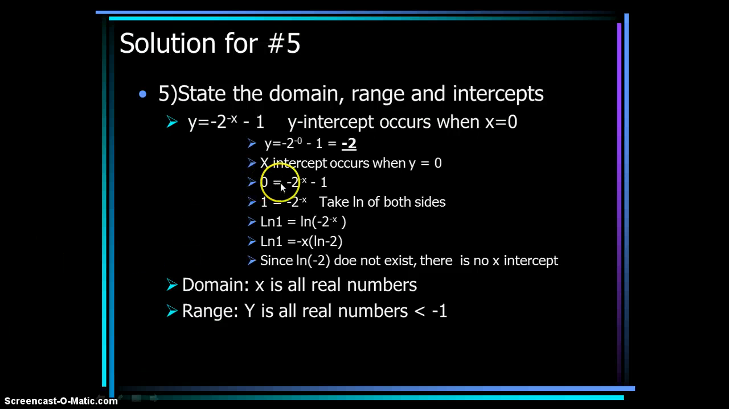The x-intercept occurs when y equals 0. So when y equals 0, this expression, negative 2 to the negative x minus 1, has to equal 0. When I set this up, I get 1 equals negative 2 to the negative x. I take the natural log of both sides, and I get negative x times the natural log of negative 2 has to equal the natural log of 1. You cannot have the natural log of negative 2. It doesn't exist, so there is no x-intercept.